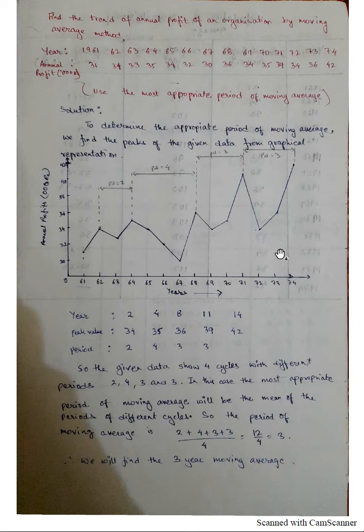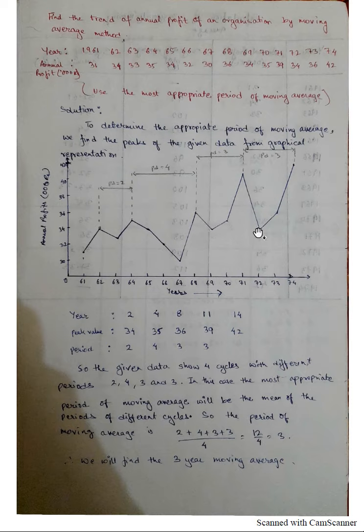And in the year 73 we have 36. We mark 36. And lastly in the year 74 we have 42. We mark 42 here. After that we'll join all the points. We'll have these lines as shown here.